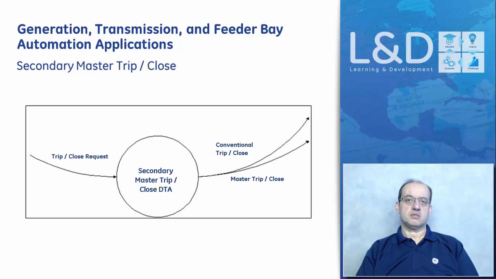The secondary master trip close is an added security. The secondary master trip close application translates a control request into a conventional trip close operation in conjunction with an additional control request to operate a secondary master trip or close relay for added control security.